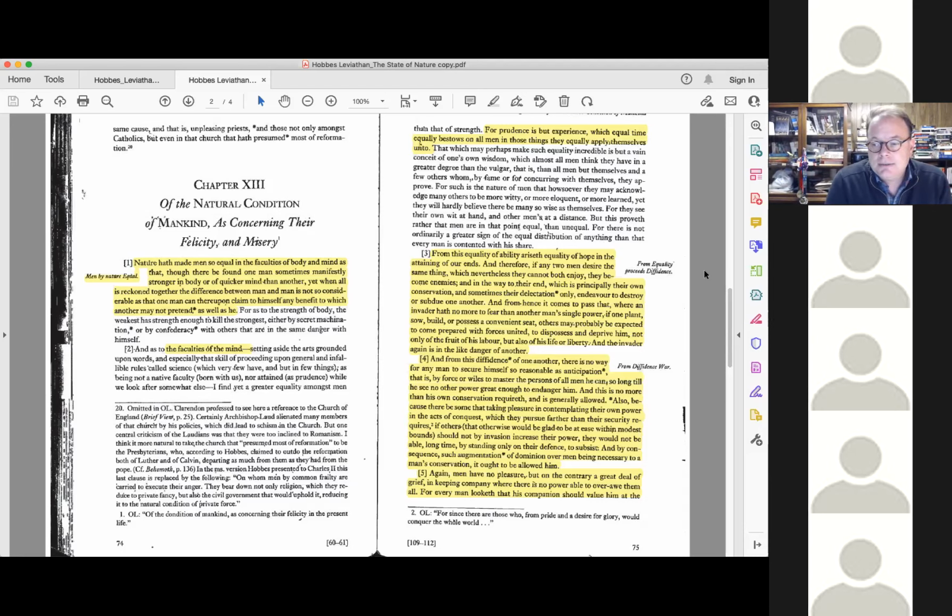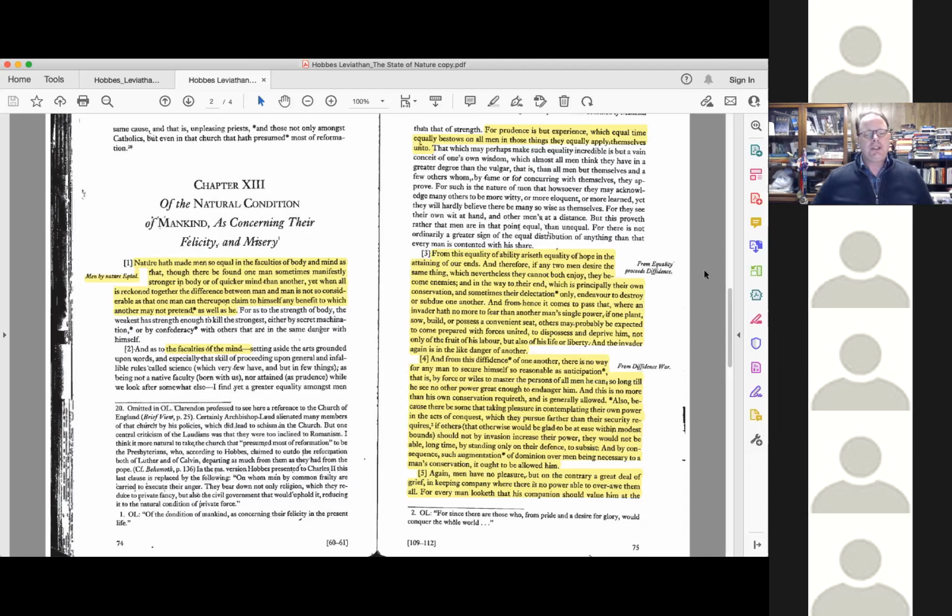And therefore, if any two men desire the same thing, which nevertheless they cannot both enjoy, they become enemies, and in the way of the end, which is principally their own conservation and sometimes their delectation, only endeavor to destroy or subdue one another.